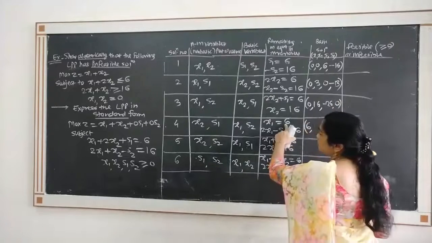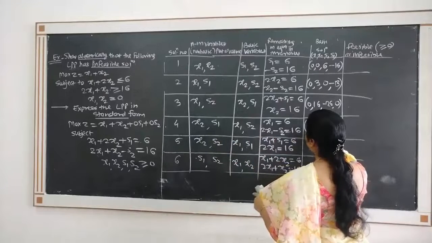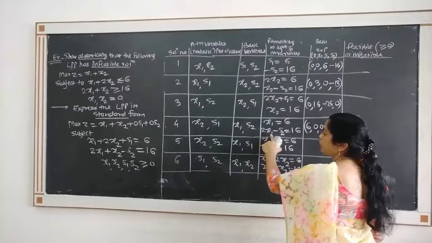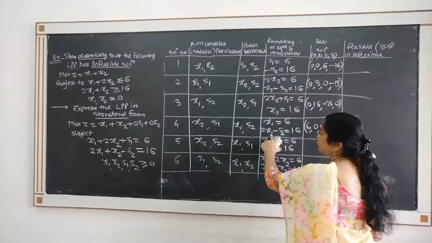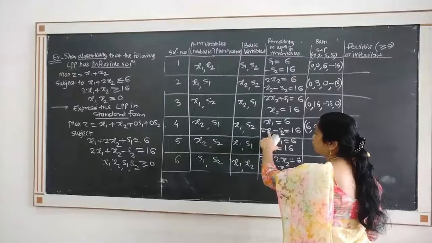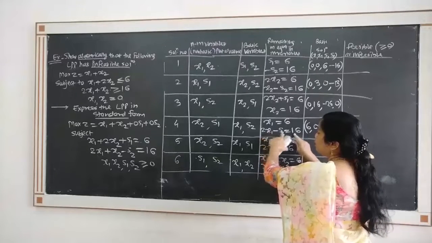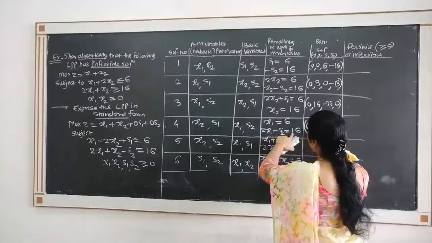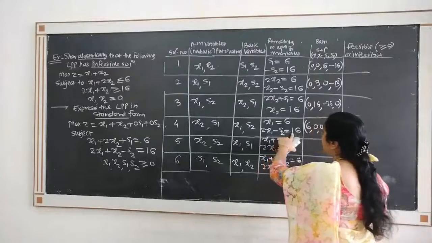x1 we get 6, x2 is 0, s1 is 0. Put x1 is equal to 6, we get 12. So by putting this value, we get 12 minus s2 is equal to 16 minus 12, that is 4. So s2 is equal to minus 4.